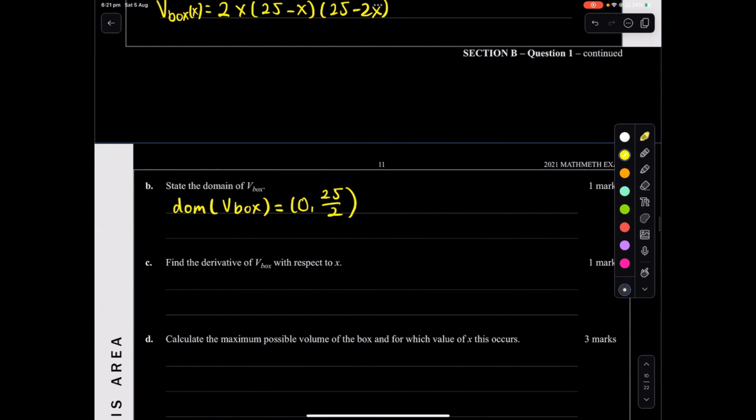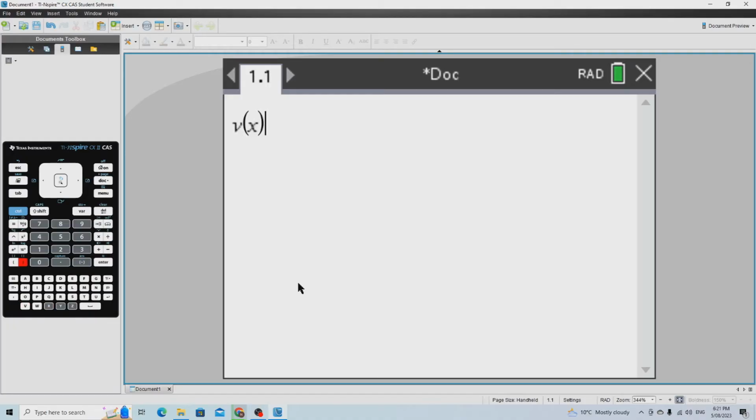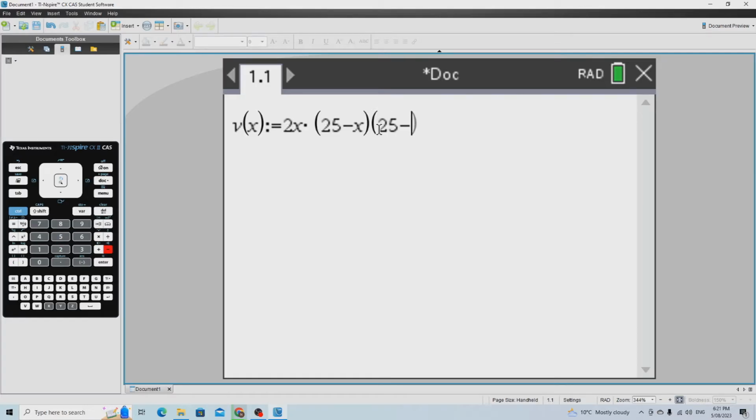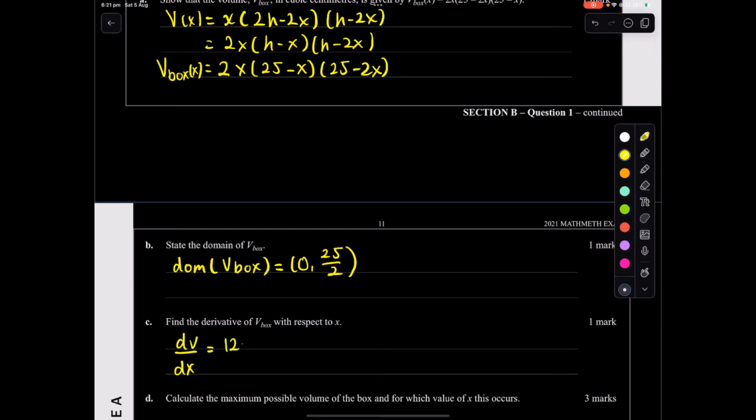Find the derivative of V box with respect to x. So we want to find dV/dx. Let's use our calculator. So let's define the function: V of x is defined as 2x times (25 minus x) times (25 minus 2x). Okay, we got that, and we want to find the derivative. So the derivative is 12x squared minus 300x plus 1250. That's it.